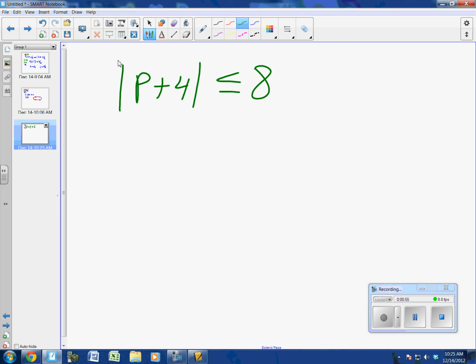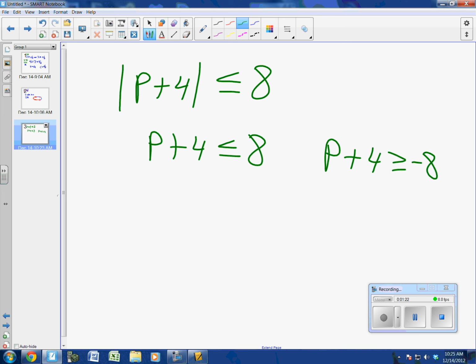Well, since this is an absolute value inequality, it's kind of like an absolute value equation. How many equations did we solve when we had an absolute value equation? 2. We are going to solve 2 right here as well. This is what you need to write. P plus 4 is less than or equal to 8. How is that different than the first one? It doesn't have absolute value, okay? And the other one is going to be P plus 4 is greater than or equal to negative 8. How is this one different than this one right here? Different inequality. Instead of a less than, it's a greater than. Instead of being positive 8, it's negative 8, right?